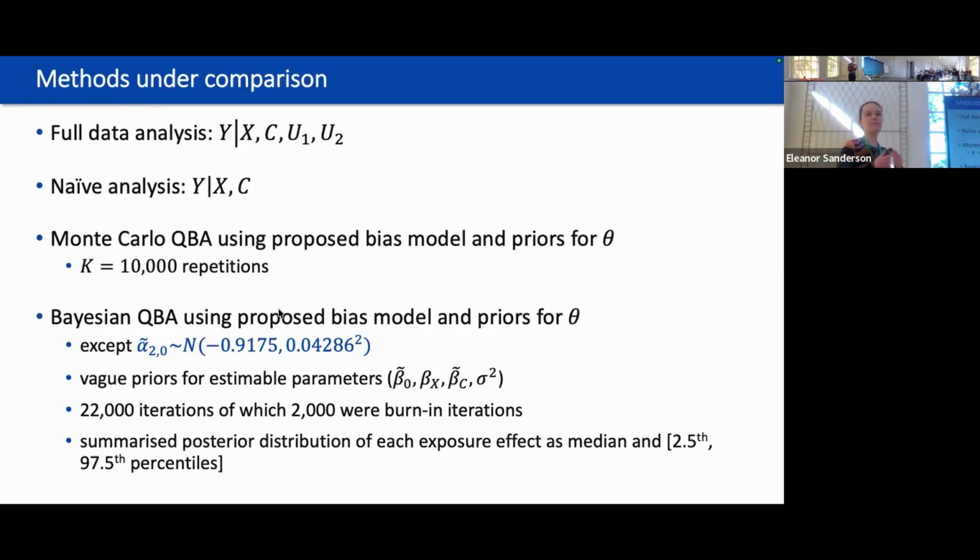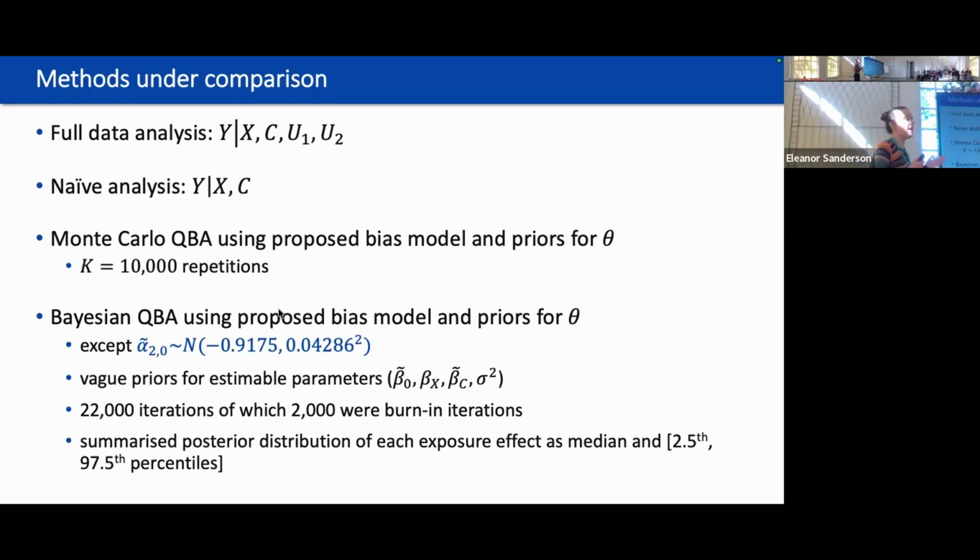So we compared various methods. Because we have U1 and U2, we could actually fit the analysis of interest to the data. So that's the full data analysis. Then we looked at our naive analysis where we only adjusted for the measured confounders. Then we did our Monte Carlo quantitative bias analysis using our proposed bias model and prior distributions, and we did this with 10,000 repetitions. So we got an empirical distribution of 10,000 bias-adjusted exposure effect estimates.